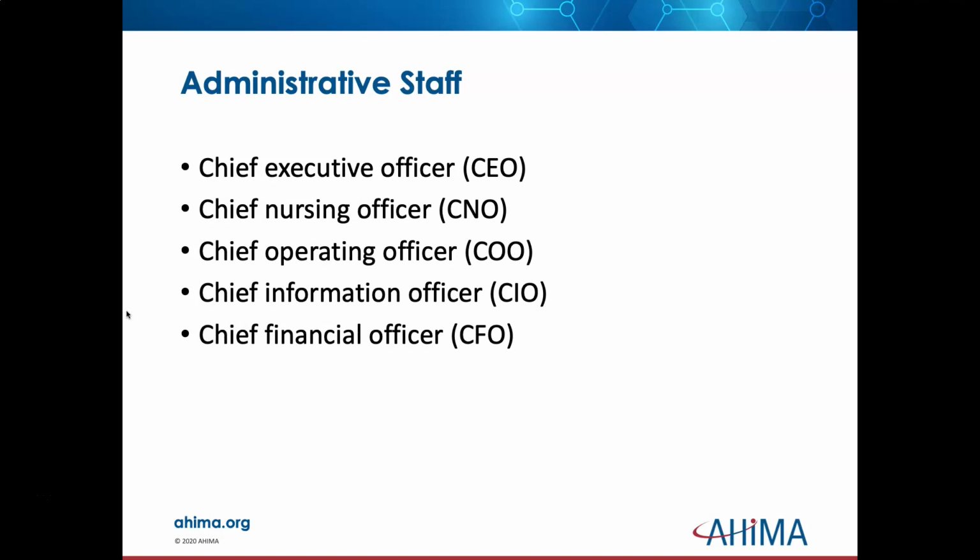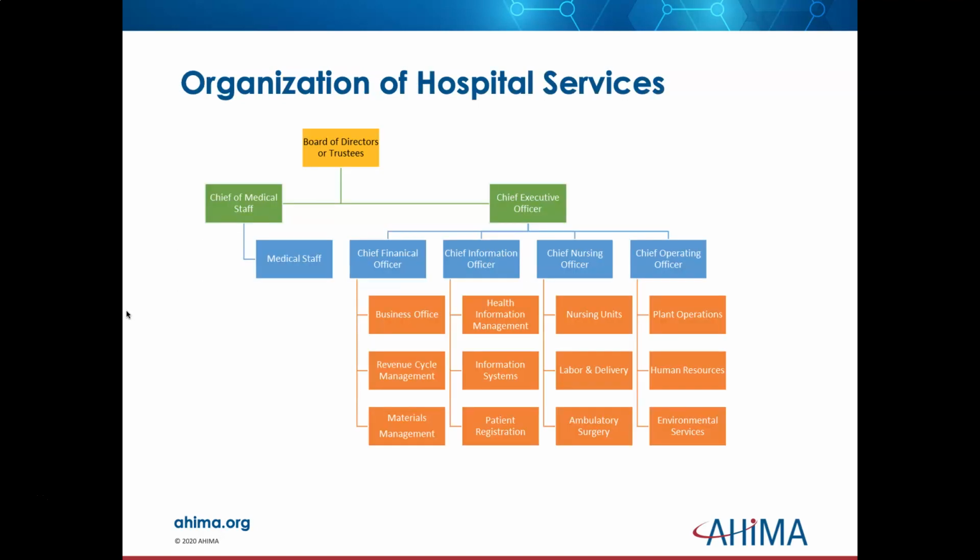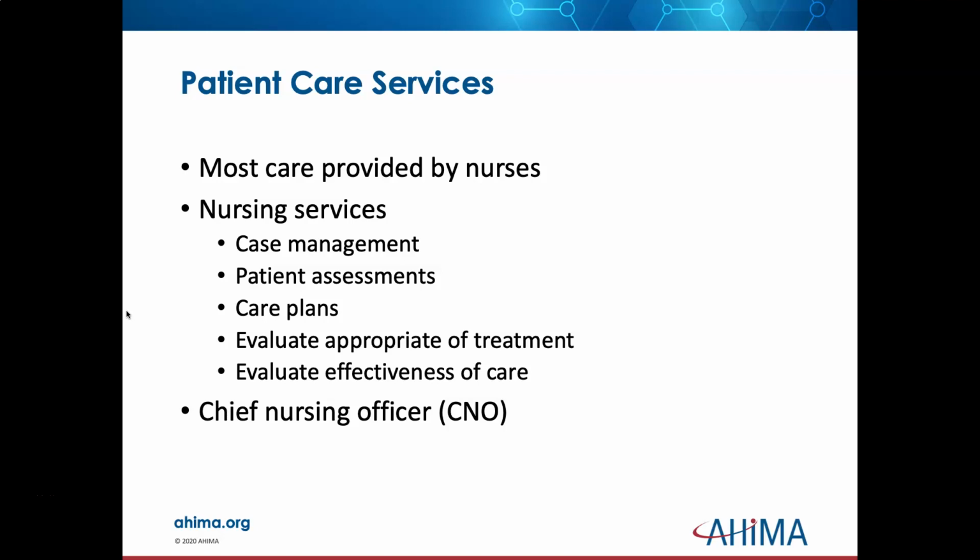The administrative staff of a hospital include the CEO, CNO, COO, CIO, CFO, and the CMO. I don't see him on here. Oh, that's the other one I reported to. CMO, Chief Medical Officer, which is typically a physician, which is over medical staff and can be over medical records. So CMO was the one I was forgetting. Sorry about that. All right. And that's this again. Not sure why it's there, but okay.